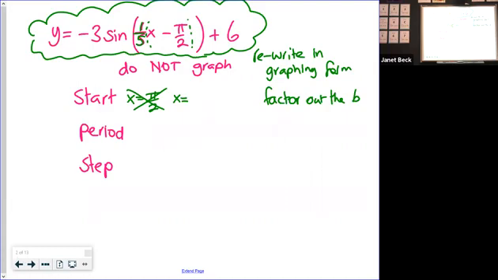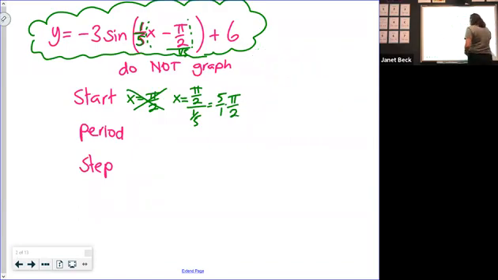Okay, so does anybody want to volunteer? Does anyone want to turn their microphone on and tell us what you think the start will be? How do you work it out? To find the start, you're factoring out 1/5, so this has to be divided by 1/5. So you're doing pi over 2 divided by 1/5. Remember, you just multiply by the reciprocal. It's going to be 5 pi over 2, 5 halves of pi.